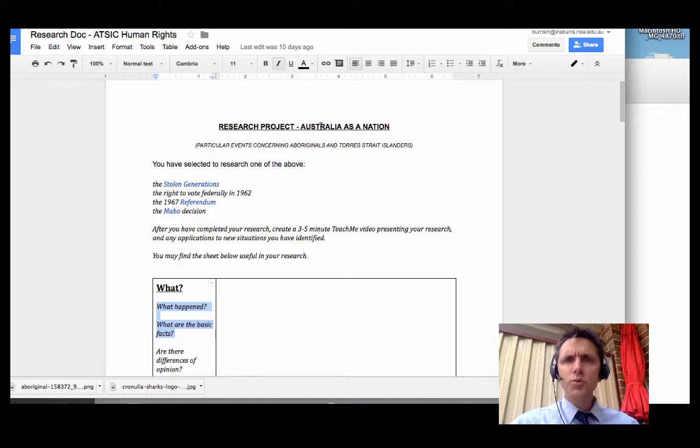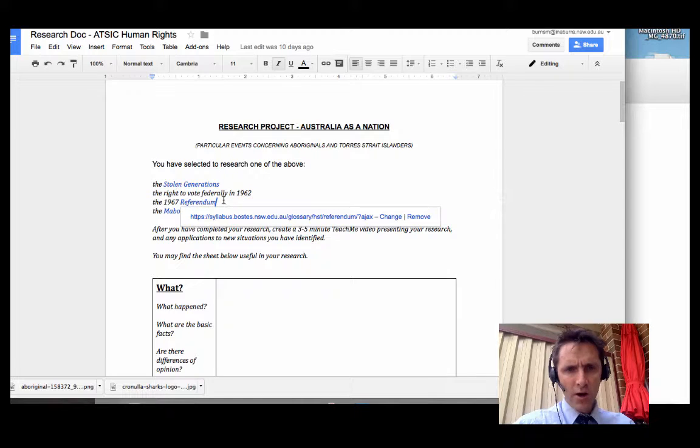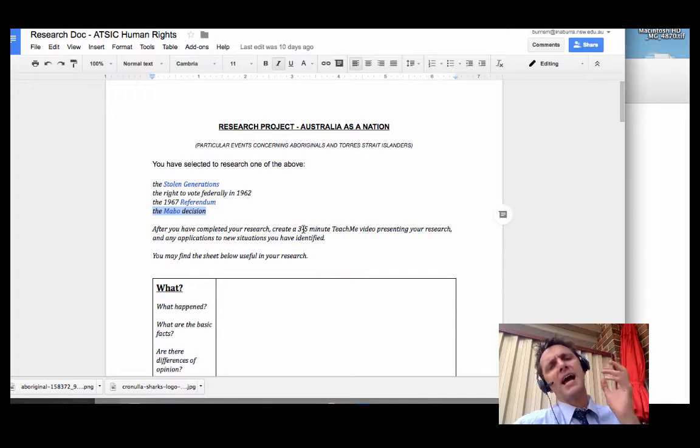And here it is. Here's your research projects which will form your assessment. Research project Australia as a Nation. You have selected to research one of the below. The stolen generations. The right to vote federally in 1962, the 1967 referendum, the Mabo decision. Now, all of these pertain specifically to Aboriginal and Torres Strait Islander rights in Australia.